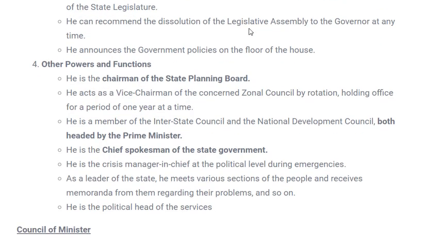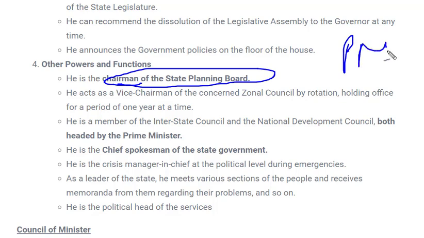Next is the other powers and functions. Let's see them one by one. So I start with: he is the chairman of state planning board. As we saw, at central level, prime minister was chairman of what? Niti Aayog, which was the planning commission at central level. So here chief minister is head or chairman of state planning board.